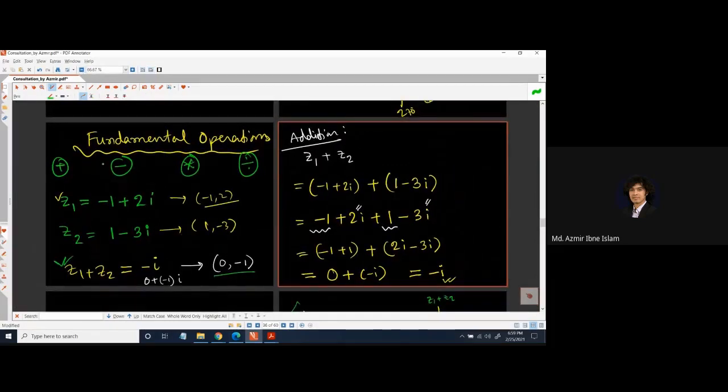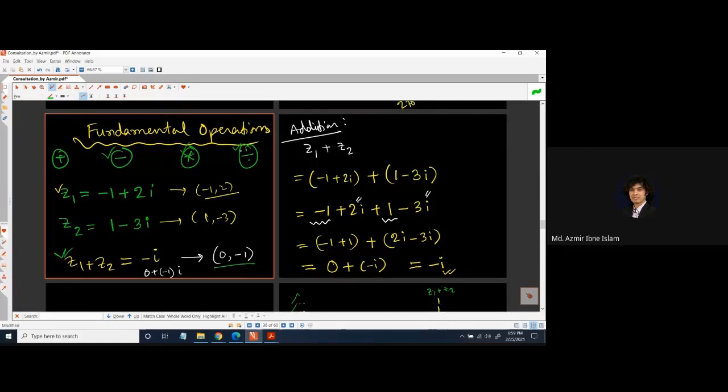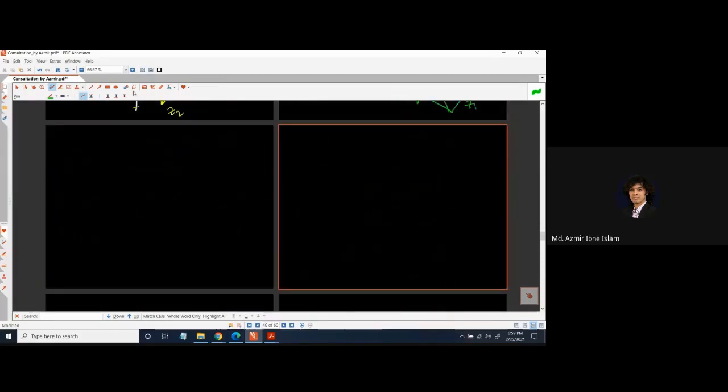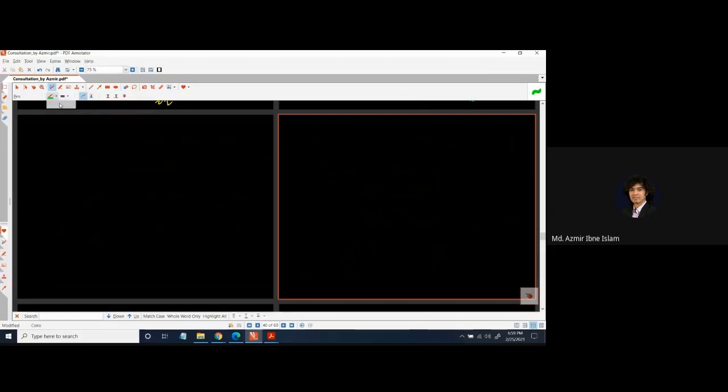Similarly, we can subtract, we can multiply. But let me show how we can do the division. Division of two complex numbers. Let's say we have 1 plus 2i and -1 minus 4i. We have to divide this number by this number.